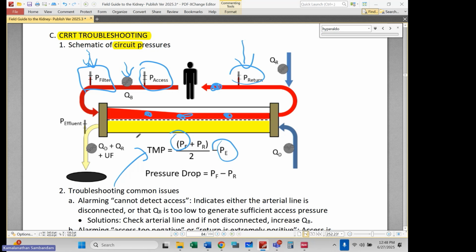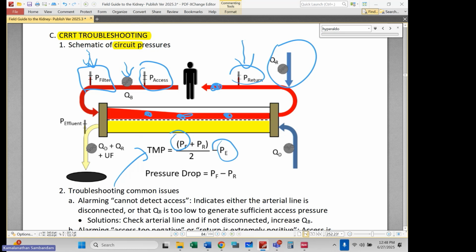My pressure on my effluent side, okay? If you pull more fluid from your patient or you prescribe more replacement fluid flow rates, that means you've got to pull that fluid across that membrane. You increase the transmembrane pressure. Okay, and so that is not a surrogate of clotting.